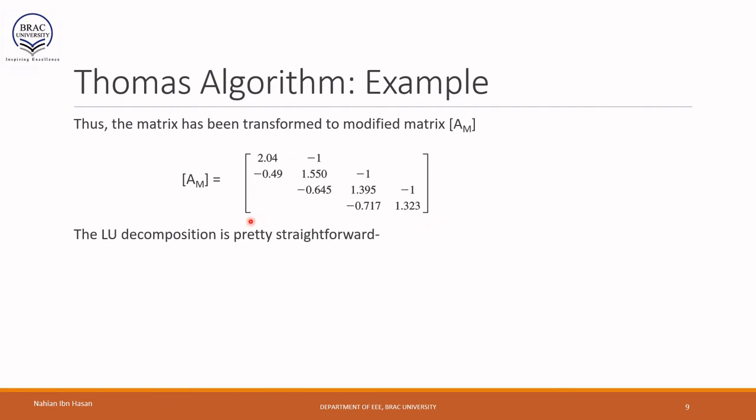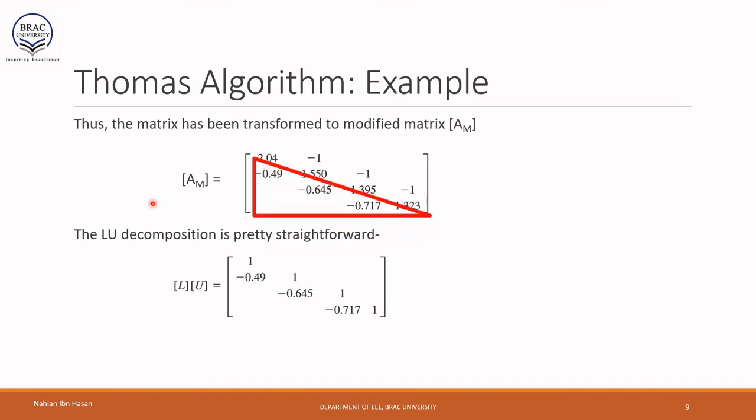So once we get our modified matrix, we will use the LU decomposition. So how do you use the LU decomposition? For a tridiagonal system, the LU decomposition is very straightforward. You do not need to use the Gaussian elimination for a tridiagonal system. We can easily determine the LU decomposition with just visual inspection. For example, look at this. In the lower triangular element, if we consider the lower triangular element, that is the L matrix.